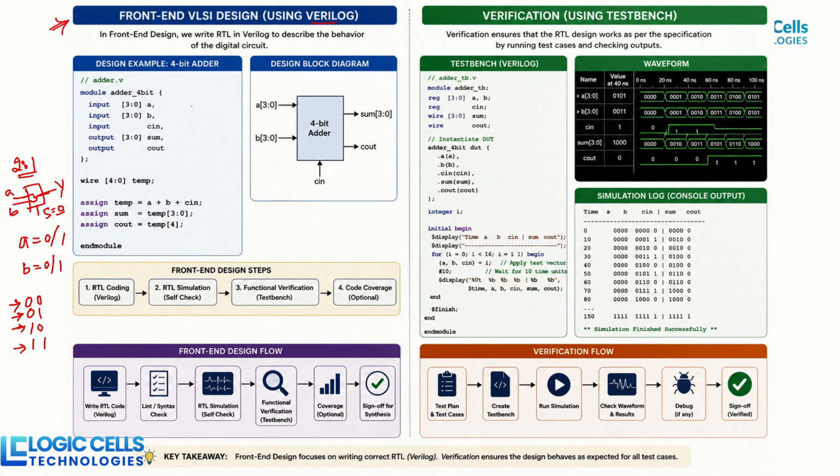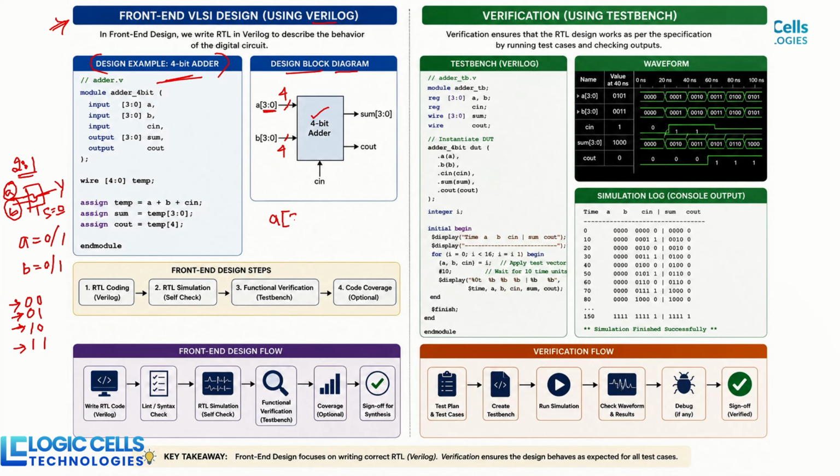Let's look at an example. We have a design example here, a 4-bit adder. This is your design block diagram. It says this is a 4-bit adder and the input is 3 down to 0, indicating A takes 4 bits as input. B is also a 4-bit input. 3 down to 0 is a vector representation in Verilog. If it is a single bit, we represent it like A and B as I showed in the 2-to-1 mux. If it is a vector, we represent it as, say, 3 down to 0.